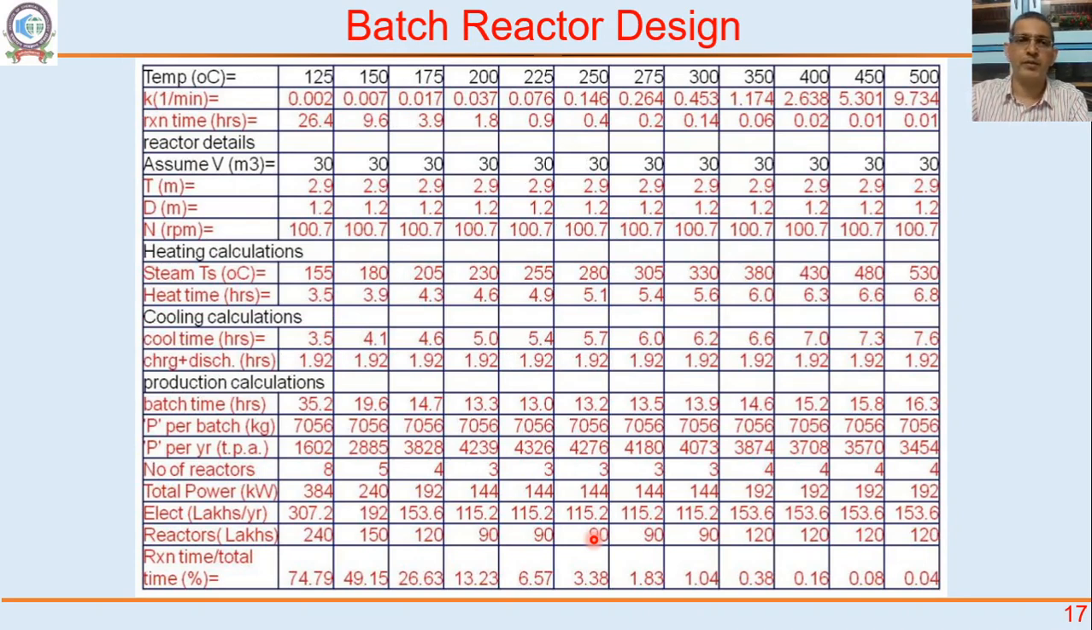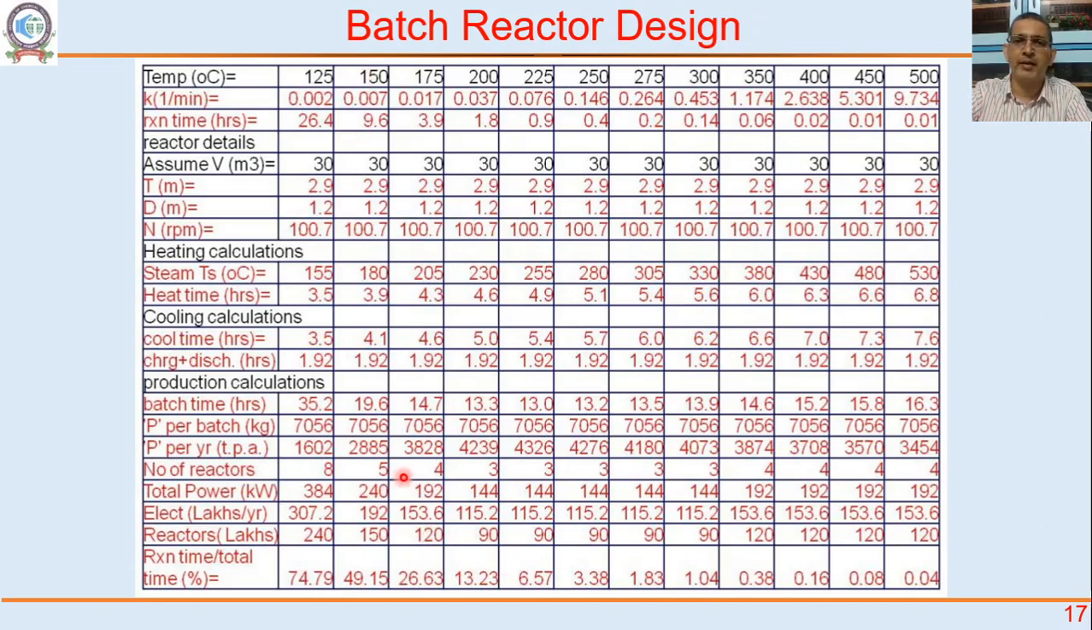Here are some calculations. When you start changing the rate constant, your reaction time will come down. Correspondingly, if I say I will take a 30 meter cube reactor, then corresponding to the number of batches, we can calculate how many reactors we would need. So if I say 30 meter cube, I will require 8 reactors. If I take 30 meter cube as a standard reactor size, I will require 5 reactors at this temperature.